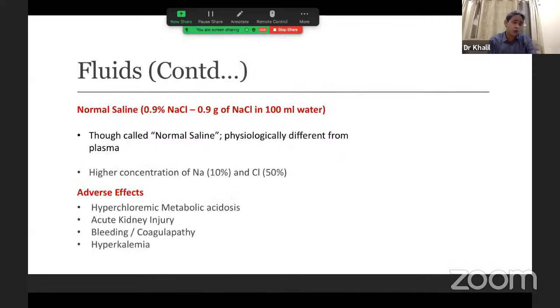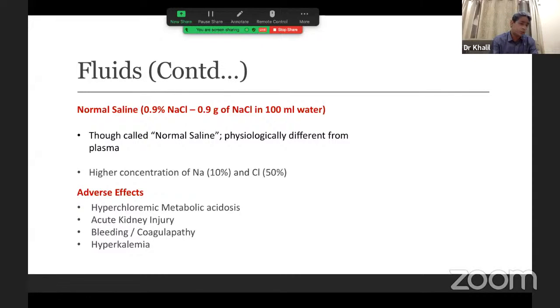Now coming to normal saline, which is 0.9% sodium chloride. Though it is called normal, there is nothing normal about it. It is not isotonic; in fact, it is a bit hypertonic. When you compare the concentration of sodium and chloride, sodium is 10% higher than that of the plasma, and chloride is almost 50% higher. So in no way does it match the plasma.